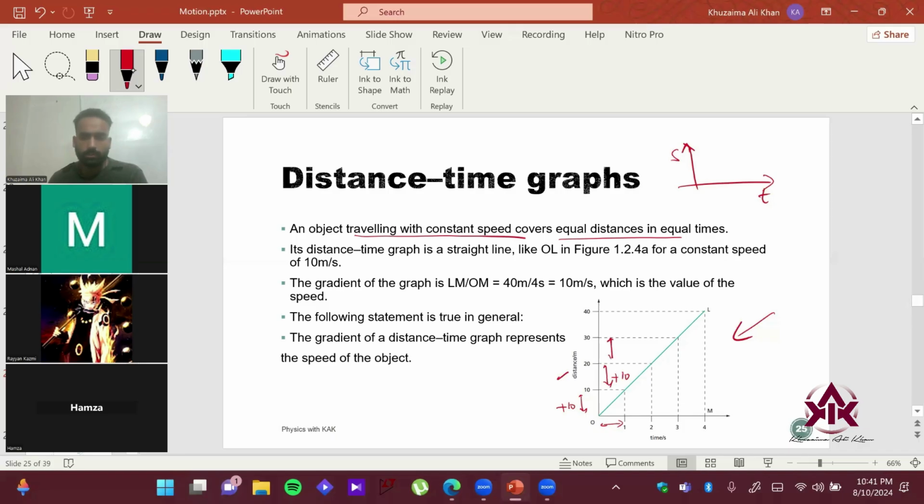Again in next second, which is at 3 seconds, it has traveled 30 meters. That is additional plus 10 meters, right? Again, it has traveled plus 10 meters. So at every second, it is covering what? Uniform 10 meters. So this is called a uniform graph, right?